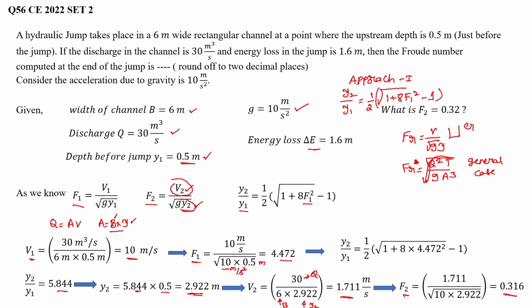But in the question they told us to round it up to 2 decimals. So 0.316 is approximately equal to 0.32. In the exam, the range was given as 0.3 to 0.41, so our value lies well within this range.